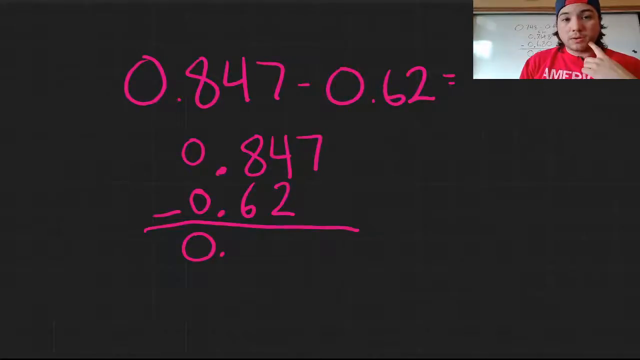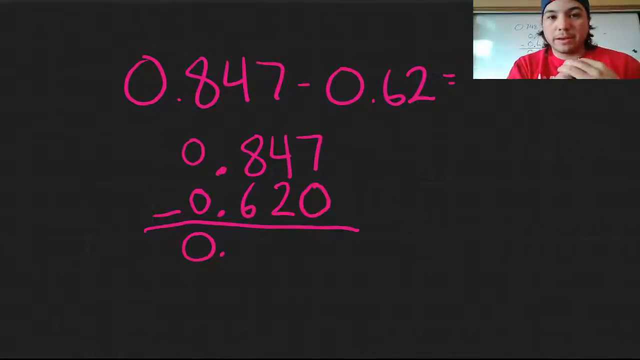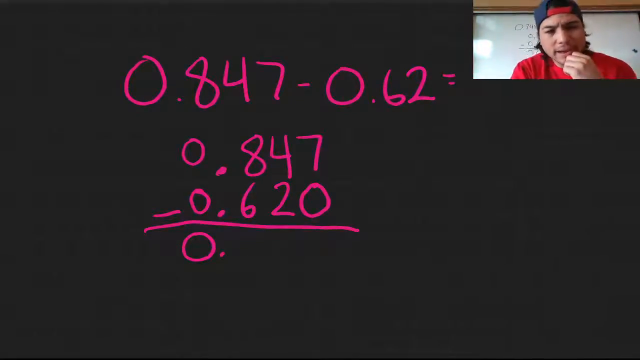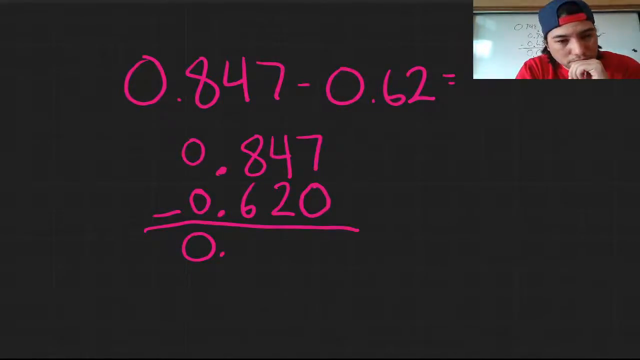All right, and keeping our work neat really highlights and shows, oh yeah, there's an empty spot there in the thousandths place with 62 hundredths. So now we make it essentially 620 thousandths by adding that 0. We haven't changed the value. And then subtract straight down.